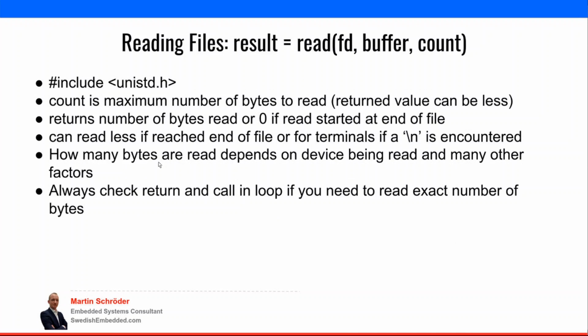Now, reading files. So we have opened a file and now we want to do some operations on it. And because this is a unified input-output model, we can basically read and write the file. That's the basic input-output, right? So we use the read call, and the read call is defined in the unistd.h file. So we need to include that into our application if we want to use it. And it returns the number of bytes that has been read, or it returns 0 if you're trying to read at the end of file.